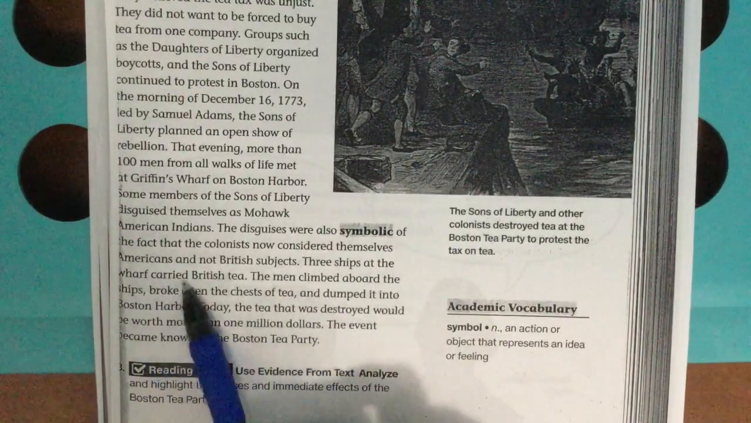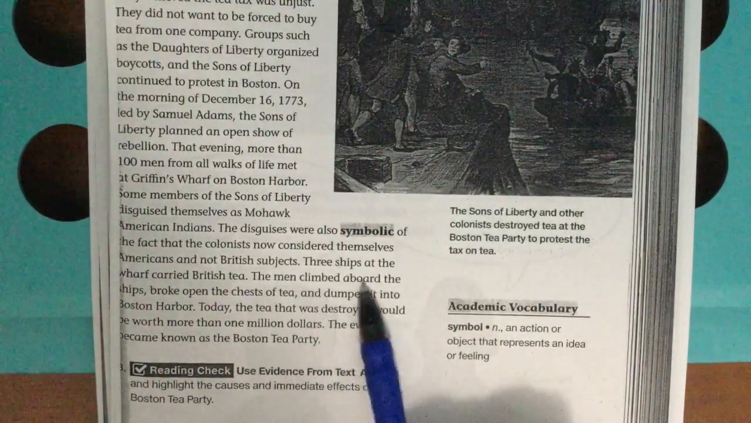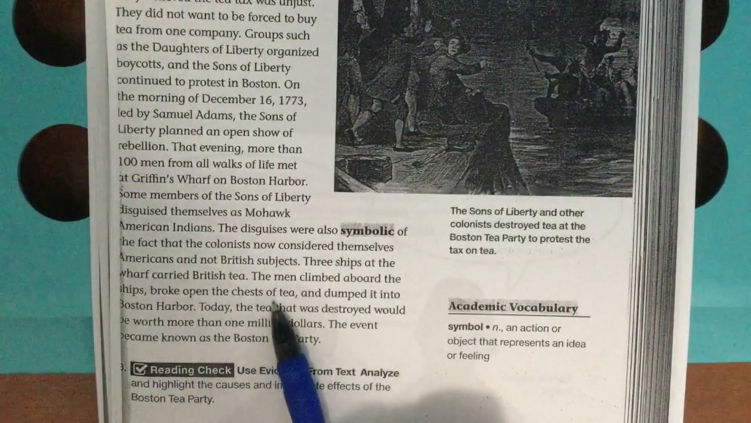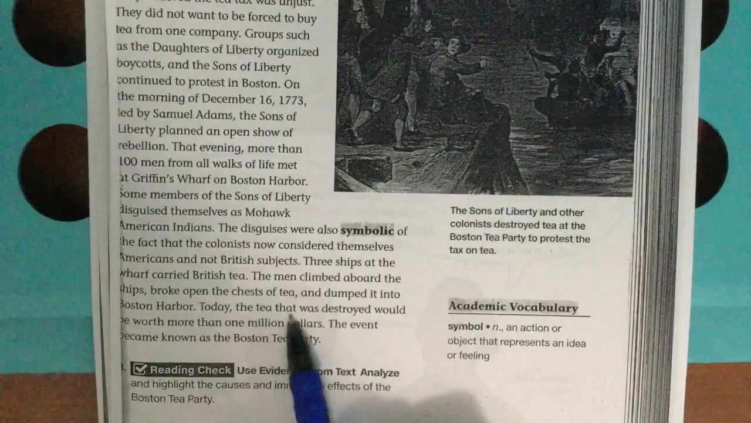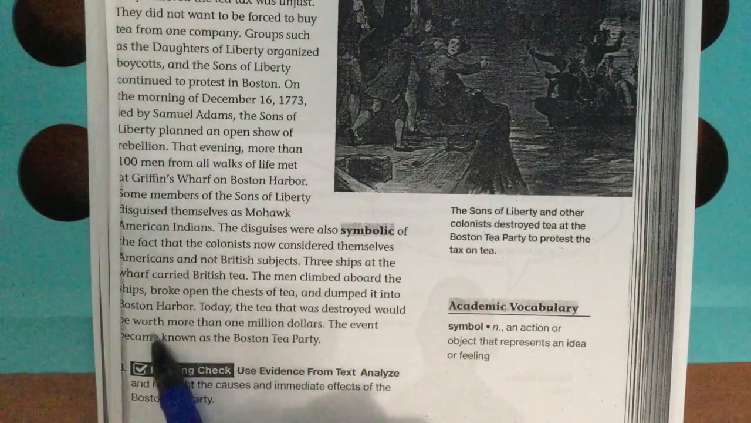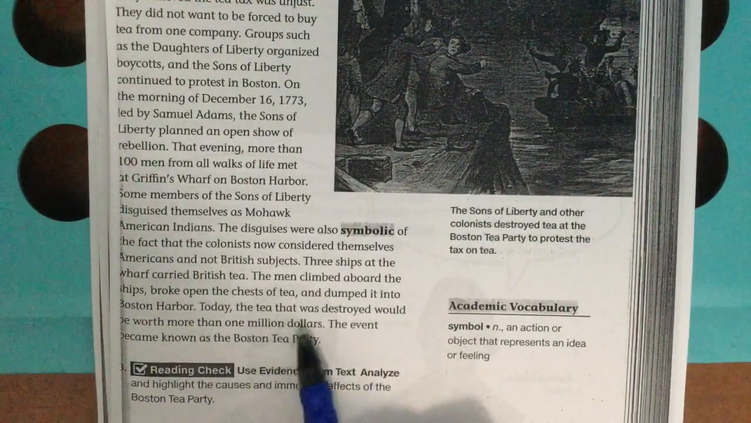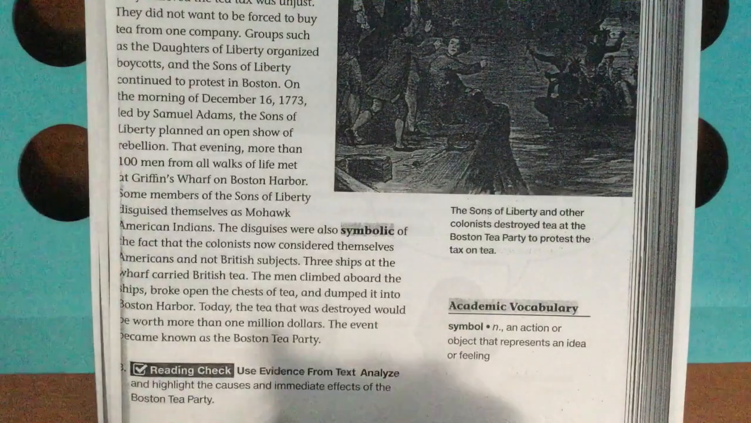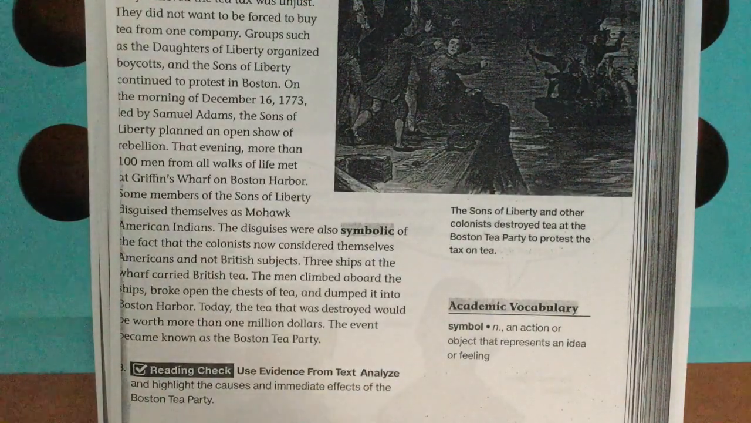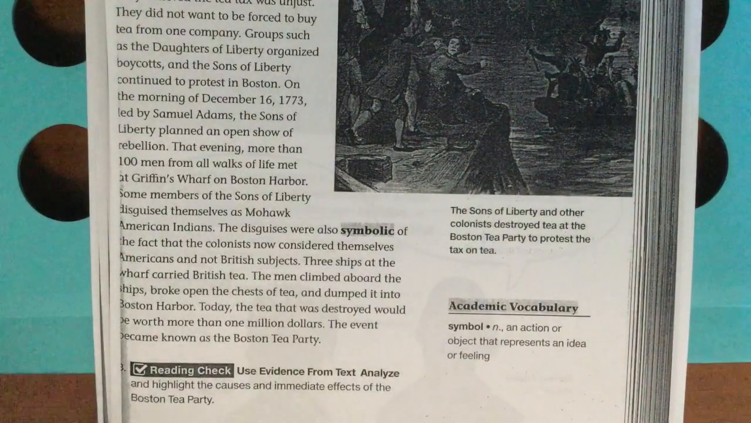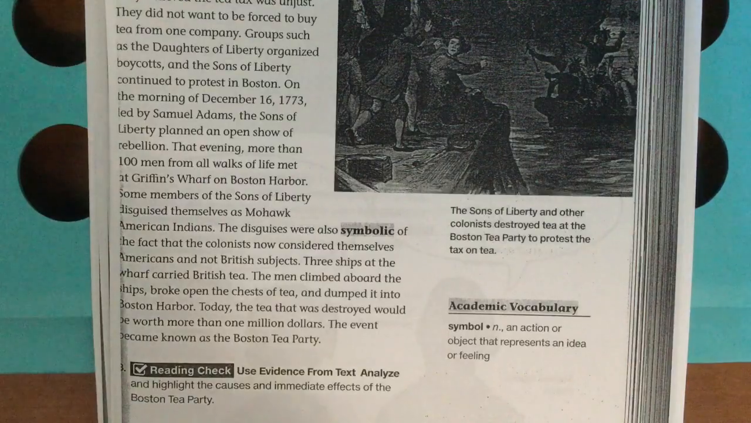Three ships at the wharf carried British tea. The men climbed aboard the ships, broke open the chests of tea, and dumped it into the Boston Harbor. Today, the tea that was destroyed would be worth more than $1 million. This event became known as the Boston Tea Party. $1 million they dumped into the water. Okay? That's a lot of tea, a lot of money.